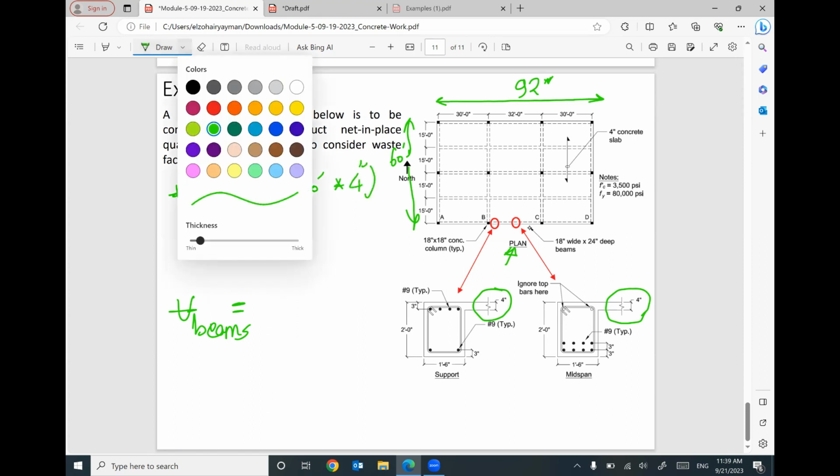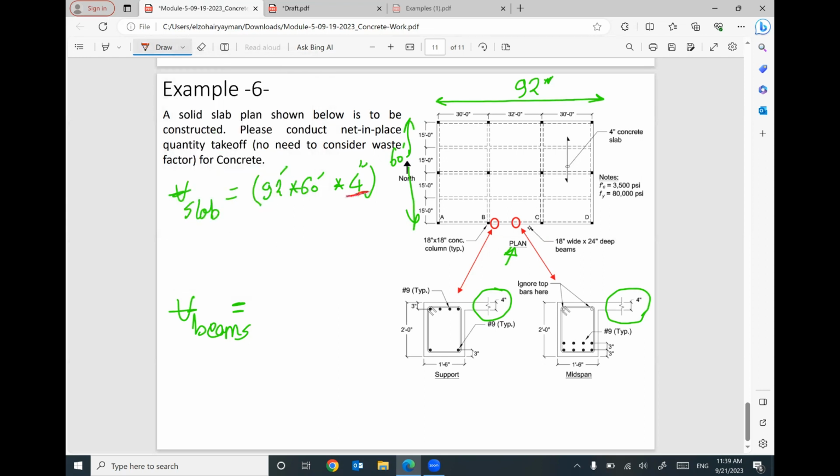So the volume of the slab from the plan equals 92 feet by 60 feet by your thickness of 4 inches. We have a little mistake. This 4 inches must be converted to feet, so I will divide it by 12. Be careful about the units. So I have 92 times 60 times 4 divided by 12. I got 1,840 cubic feet. I will divide this number by 27. It will be 68.1 cubic yards. This is only for the slab with a thickness of 4 inches.